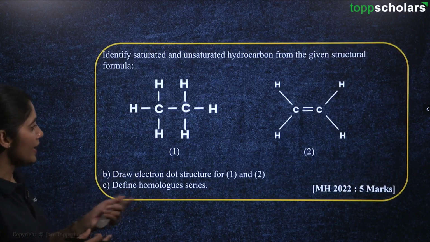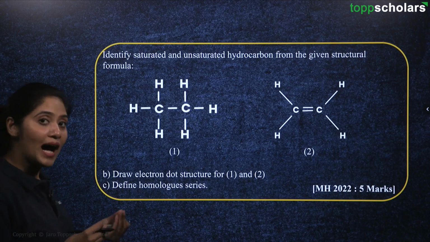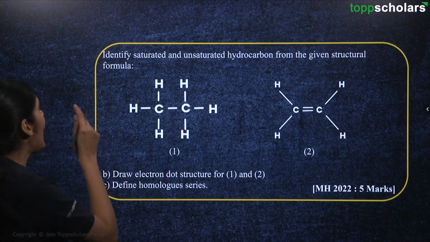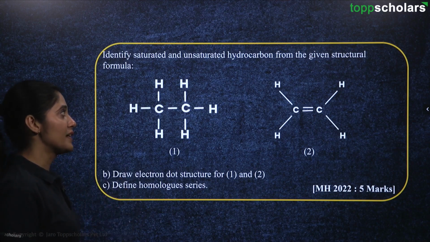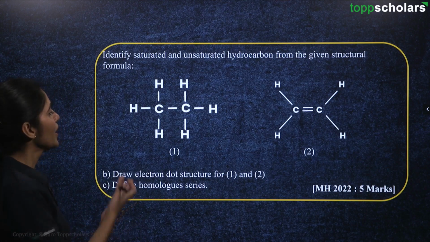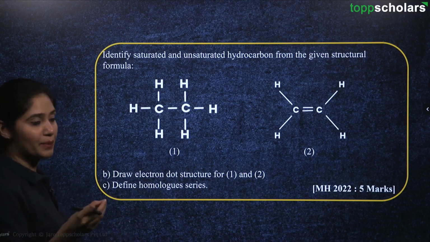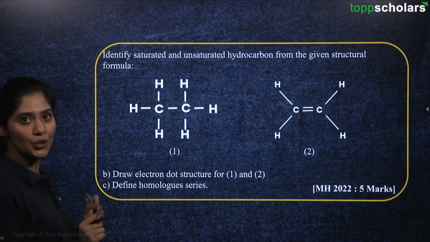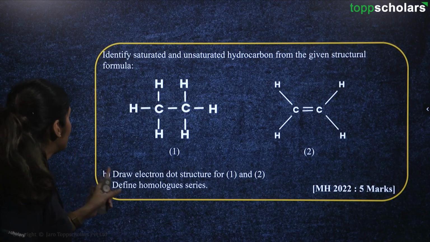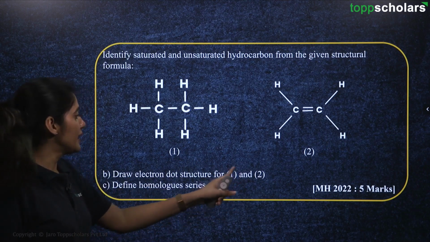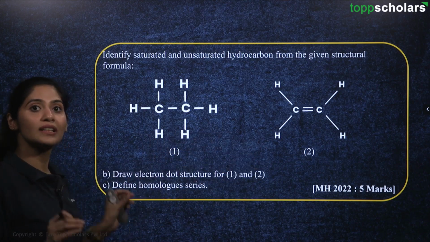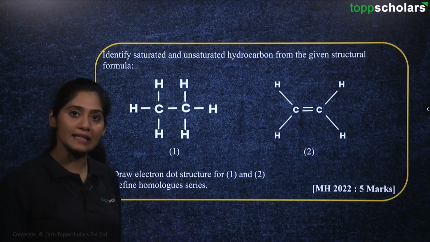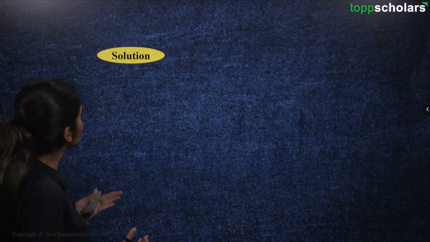Now another question of 5 marks asked in 2022. So this we had parked earlier, if you remember. Identify saturated and unsaturated hydrocarbon from the given structure. Just looking at the structure, we had primarily identified it. We will go into detail and then see the solution for it. B, draw electron dot structure for 1 and 2. So for this, we also have to draw the electron dot structure and then define homologous series, right? So let's see the solution for it.